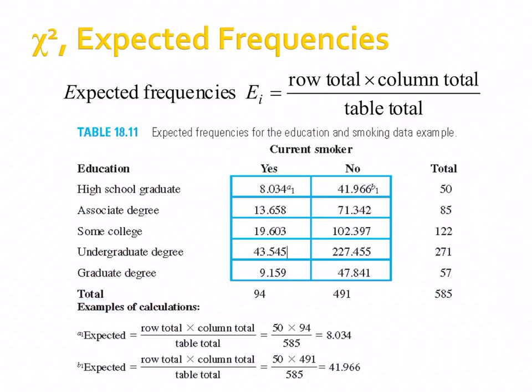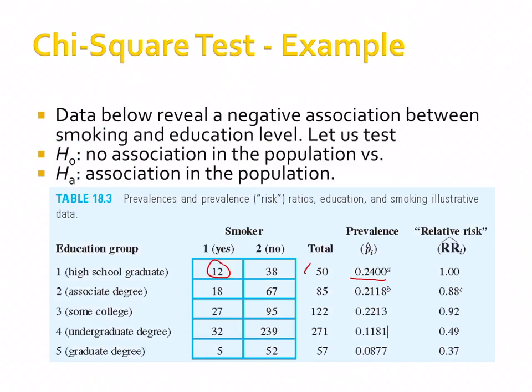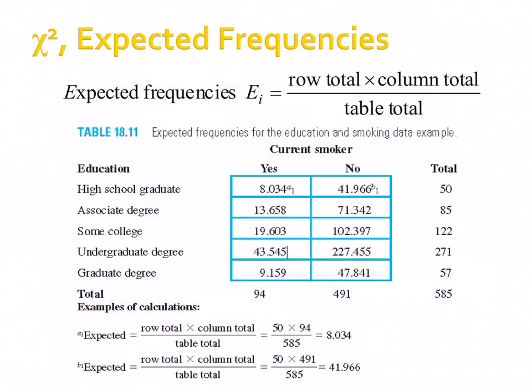So here we have the chi-squared expected frequencies. The expected frequency E equals the row total times the column total over the table total. One thing that might confuse people is that when we look at this table here, this is what we observed. These are our O values. And then when we go forward, these are our E, our expected frequencies.